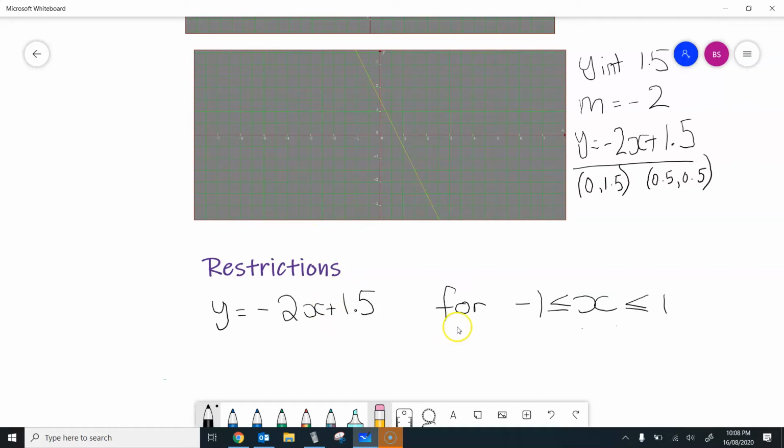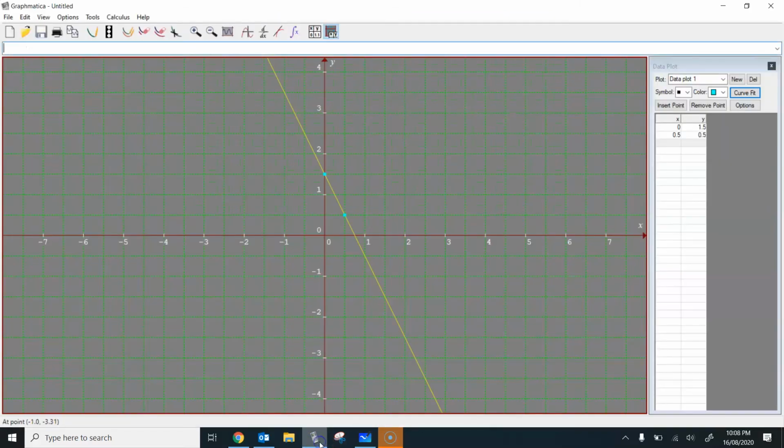But what I've got here, as I said, for x, and the way we say this in maths is x is between -1 and 1, and also including -1 and 1. So it's between these two x values. So what that means is I don't actually want this whole graph. I'm just going to delete these points. Just go to delete. I don't want this whole graph.